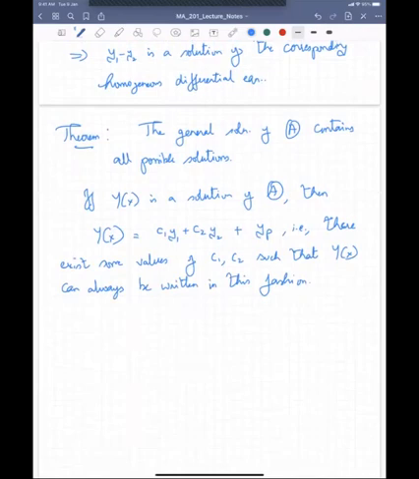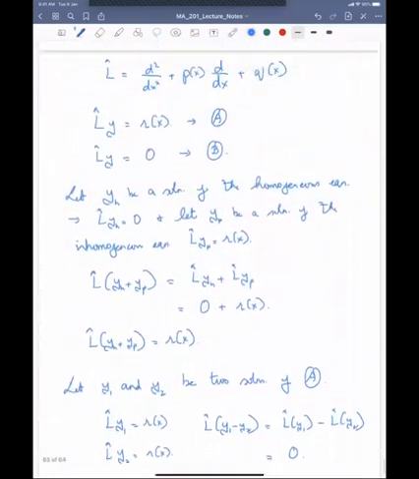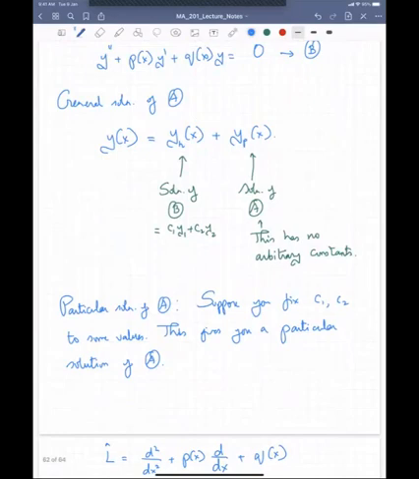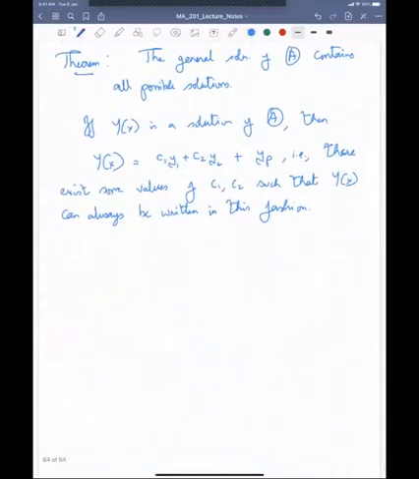Just like in the case of homogeneous equations, remember that both the constants are dumped along with the solution of the homogeneous part. And now I have a yp that I should figure out somehow. I'll tell you how to figure out yp in the next lectures. But the statement that the general solution contains all possible solutions means, analogous to the previous case, that if somebody finds another solution y of x, then you can always find some values of the constants c1 and c2 such that y can be written as some particular value of c1 times y1 plus some particular value of c2 times y2 plus yp. In other words, there is nothing special about y of x. You can always express y of x as a linear combination of yh and yp with some specific constants.